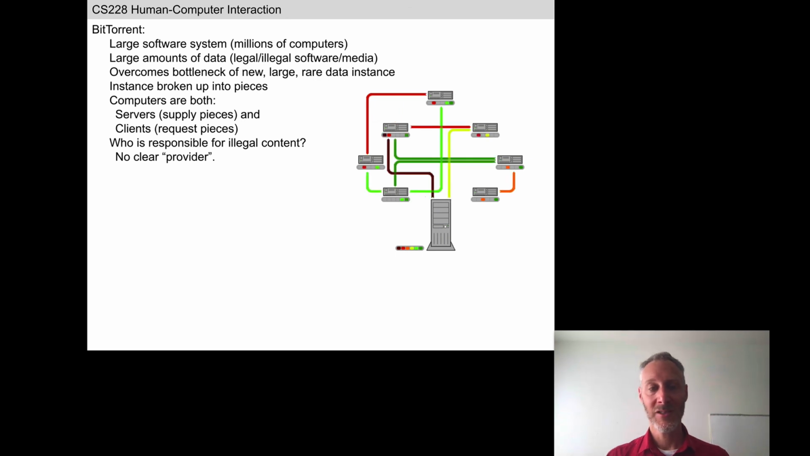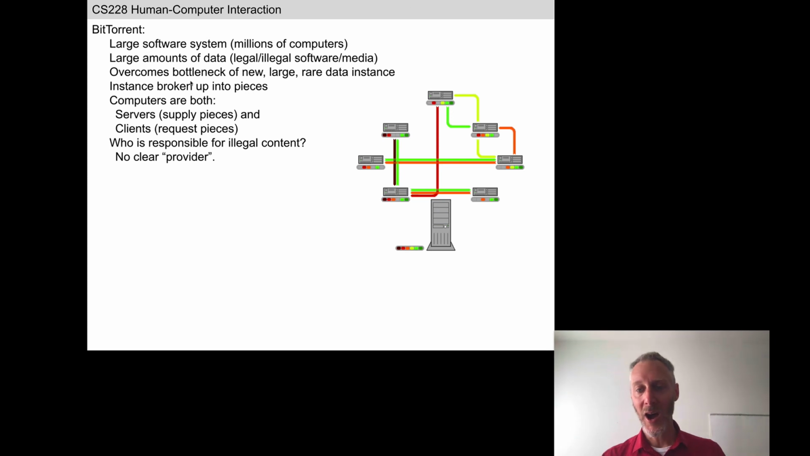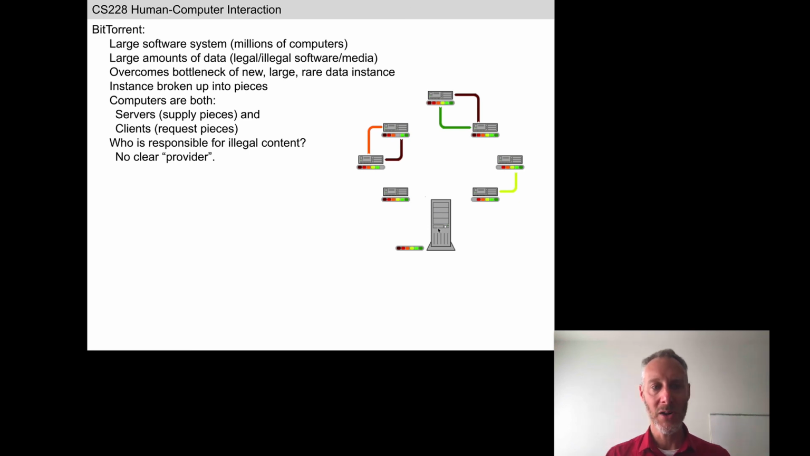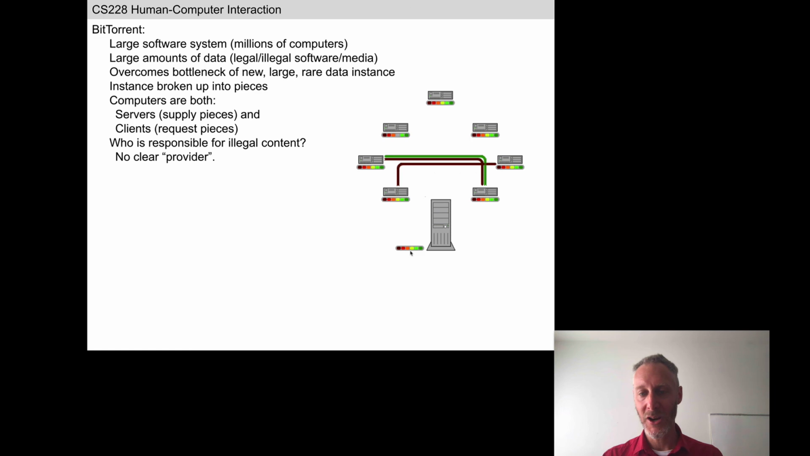that influenced the design of BitTorrent, which came up with the innovation that obviously we're going to have a bottleneck if everybody tries to download the latest Avengers movie from one person. So better instead to take that very large data set, cut it up into different pieces, which is represented by the different colored dots here.